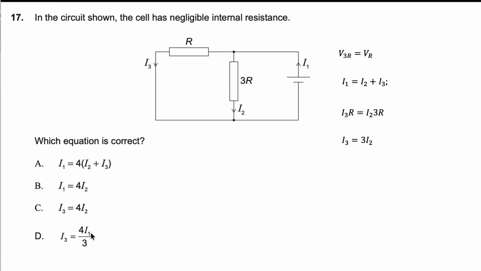And I'm pretty sure we could start getting rid of something. We could get rid of C now because that says 4. It's actually a 3. We're then going to take this equation and put this one in. I1 equals I2 plus 3I2, which equals 4I2. In other words, the answer here is B.